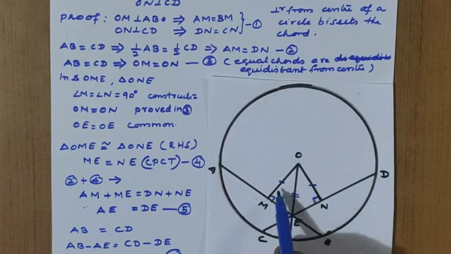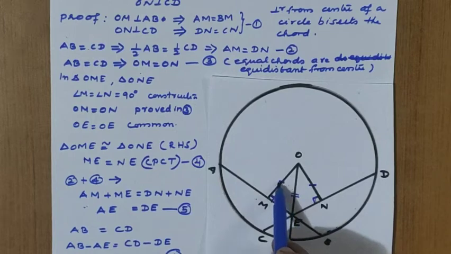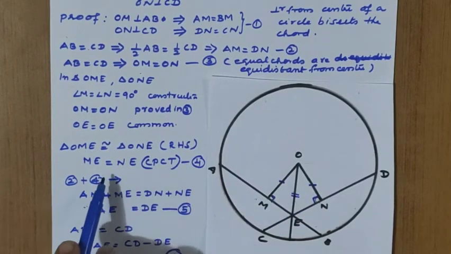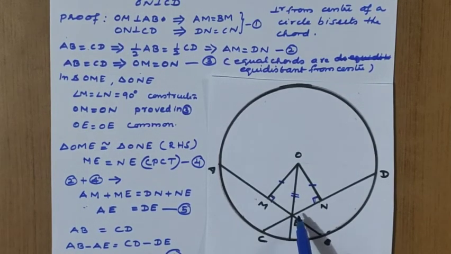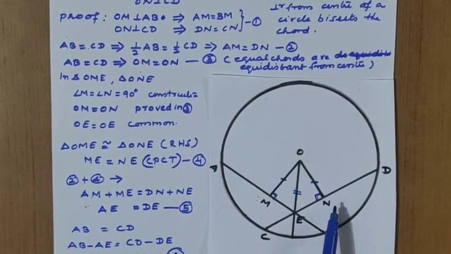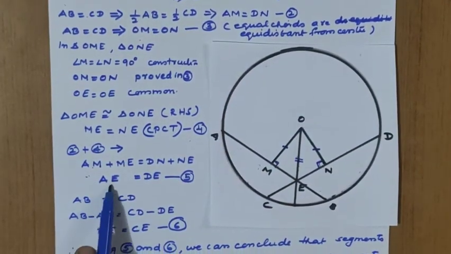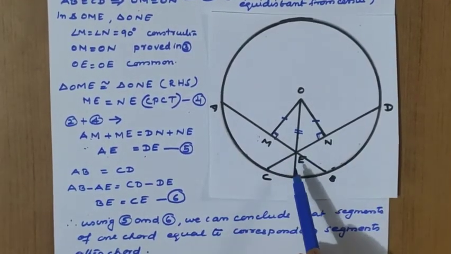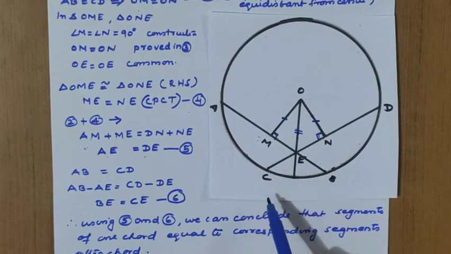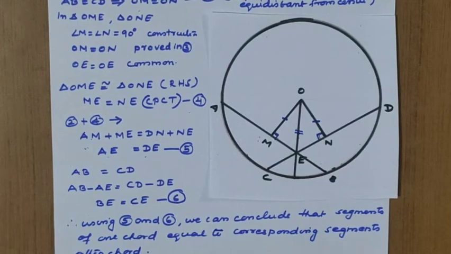Now you compare these two triangles. 90 degrees we got, the hypotenuse is common, and then one more equal side we got. So by RHS criteria, these two are congruent. By this, what do you get? ME equal to NE. Already we have written AM and DN are equal. So we are adding equations 2 and 4. By this we are getting AE and DE are equal. Once we got AE and DE equal, the remaining part is also equal, that is BE and CE are equal. So using 5 and 6, we can conclude that the segments of one chord are equal to corresponding segments of the other chord.